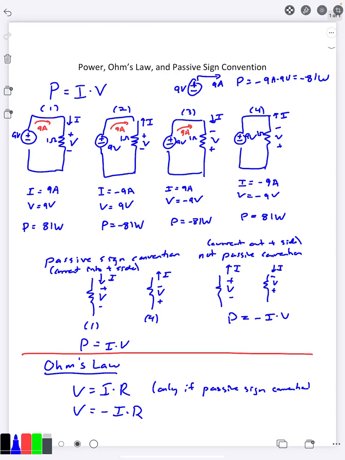So just remember, with passive sign convention, you don't have to worry about these extra negative signs. And so basically, if you have a circuit and they haven't labeled pluses or minuses everywhere, then I would go ahead and choose to label my pluses and minuses in order to follow passive sign convention. Because if you don't, you have to worry about these extra negative signs, and it just makes it more likely that you're going to make a mistake somewhere.